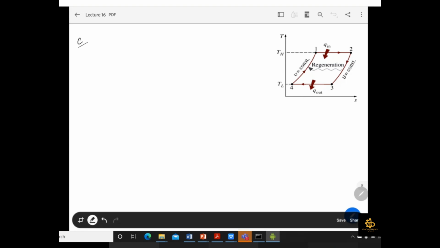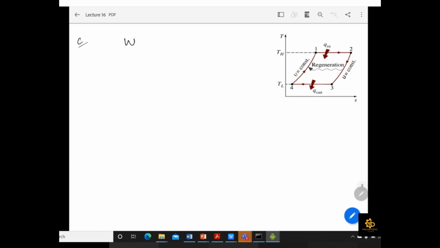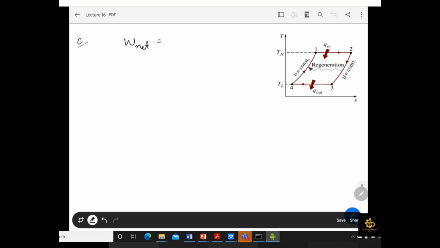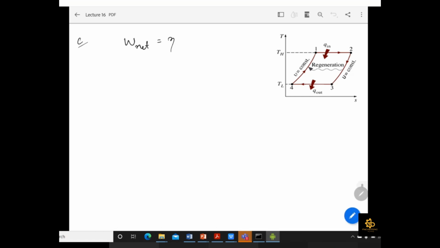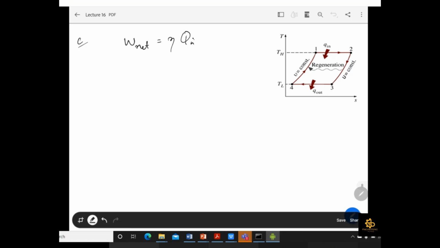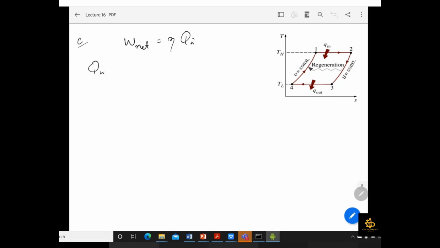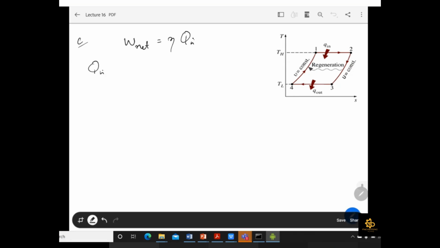So in part C, we have to find W net. For W net, you already know the equation: W net is equal to efficiency times Q in. We have already found the efficiency in the previous part, so we have to find Q in.